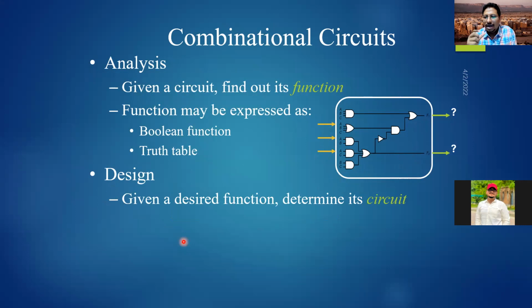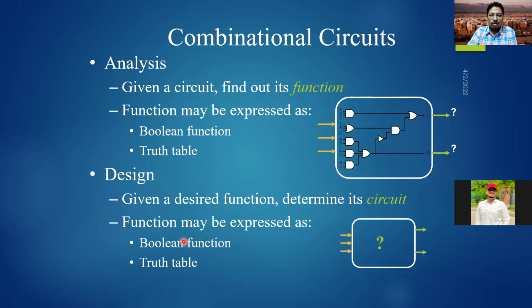The second one of the combinational circuit is the design. Design means that I have a desired function which I want to implement as a circuit. So there are certain steps for that. First of all, you have to check all your variables. You have to check all your inputs. You have to construct your truth table. Then you have to implement the required circuit which you wanted.